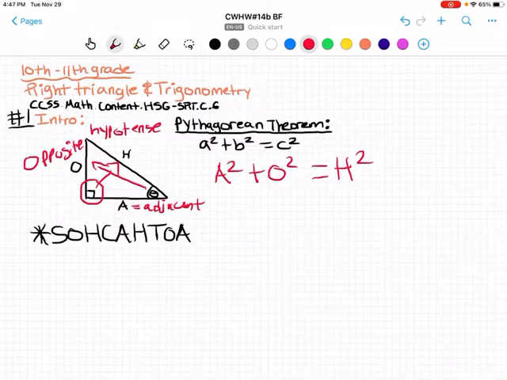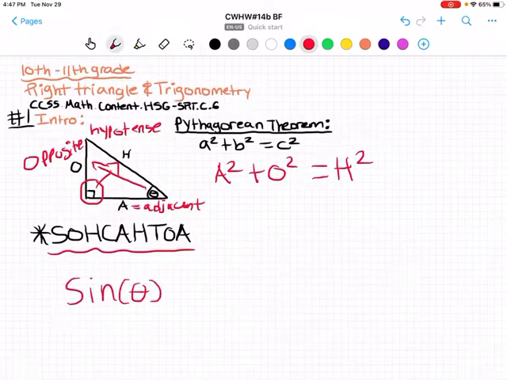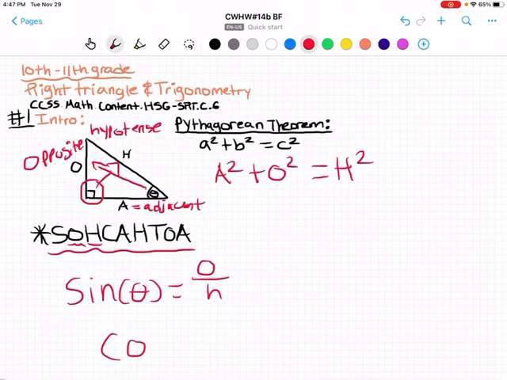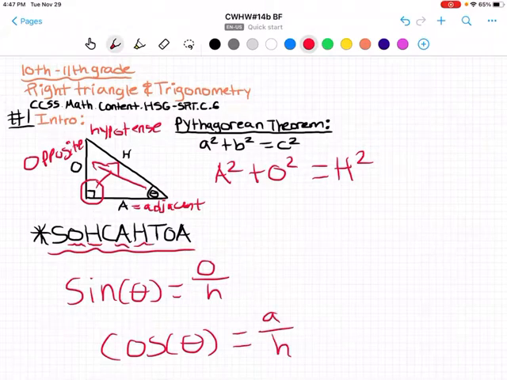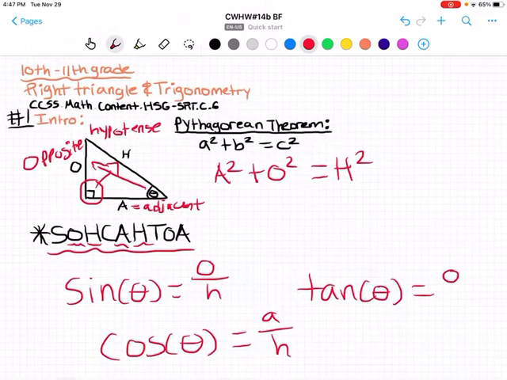Another thing to remember, and it's very important, is SOHCAHTOA. This is a very good standard to know because when you write down finding sine theta, sine theta is basically opposite over hypotenuse. Cosine theta is going to be adjacent over hypotenuse. And lastly, tangent theta is going to be opposite over adjacent.